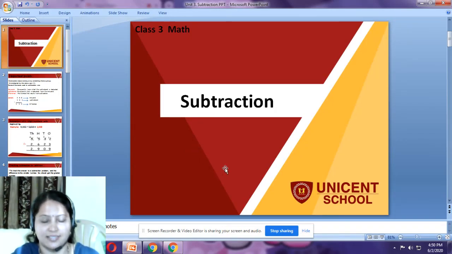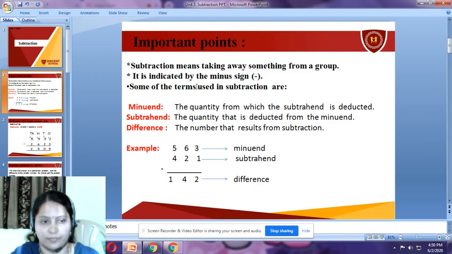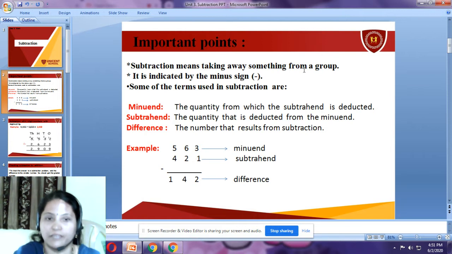In previous classes, we have learnt all about addition. Now, we are going to learn about subtraction. What is subtraction? Now, let's see what is subtraction. Subtraction means taking away something from a group, and it is indicated by the minus sign.